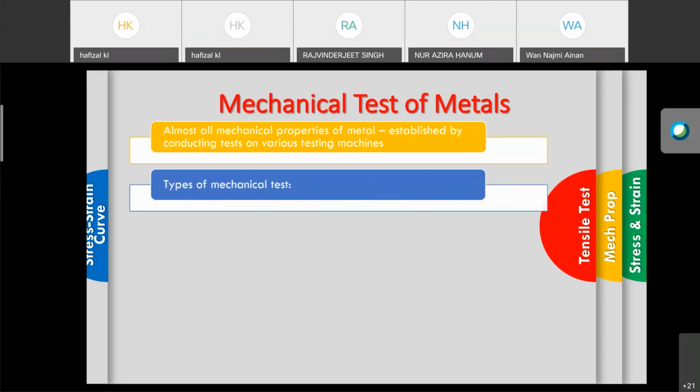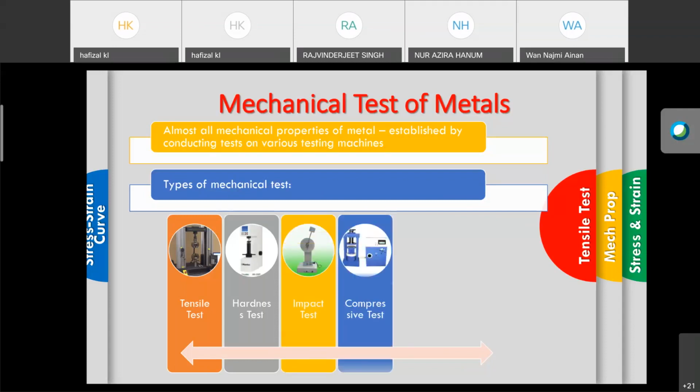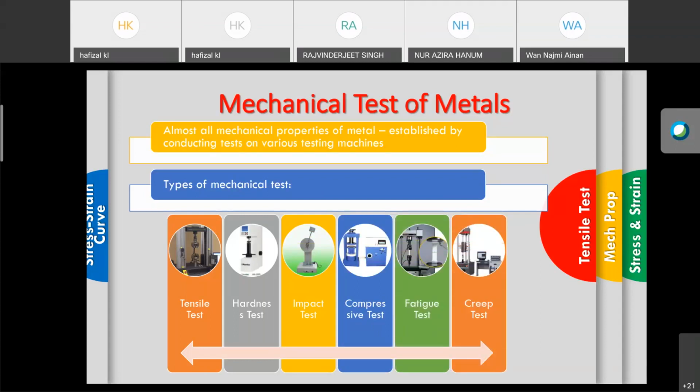And then we have the types of mechanical tests. There are several mechanical tests, which are the tensile test and the hardness test. From the tensile test, we analyze tension, compression, and shear. Then we have the impact test, the compressive test, and also the fatigue test and creep test. I think we will not go further into all of these tests, but we will discuss the main basic tests.